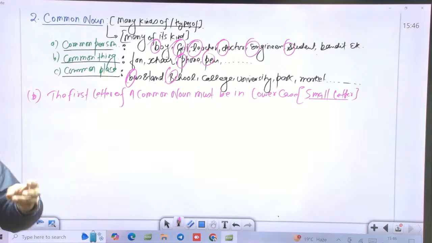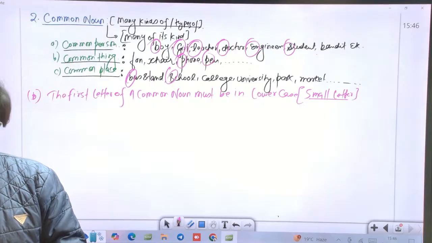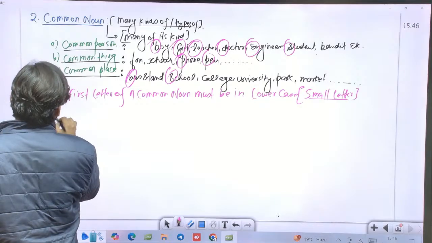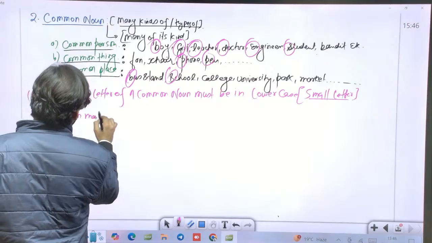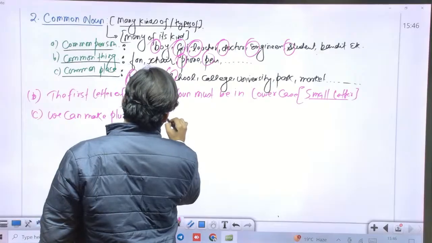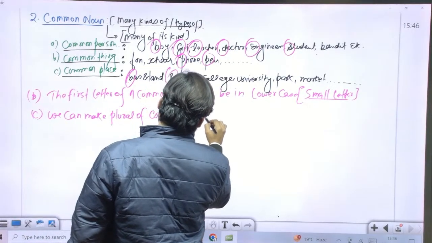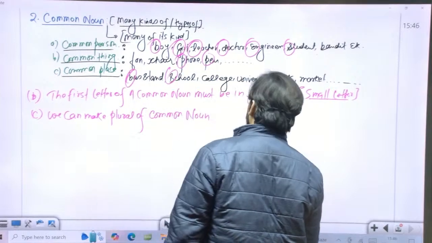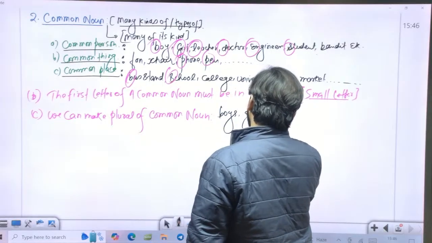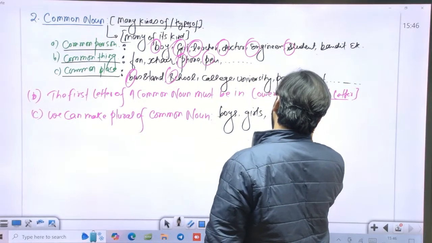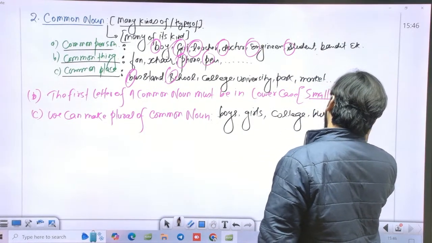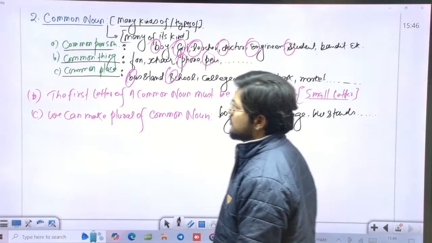Okay, question number 3 is to you. Can we make plural of common noun or not? Yes, very good. Point number 3 is we can make plural of common noun. Like we can take some examples. Boy becomes boys. Girl become girls. Colleges, there are so many colleges in the world. Bus stands, and so on.